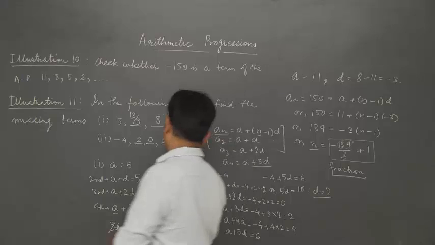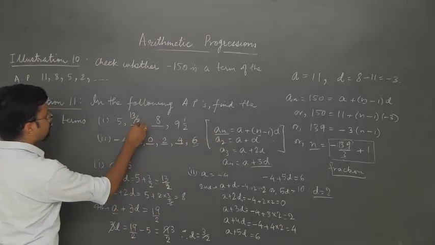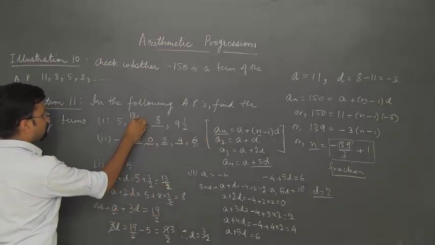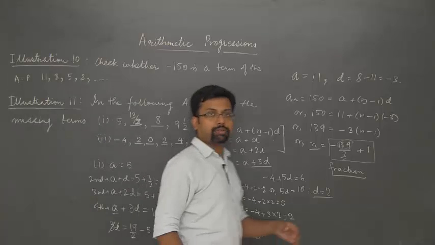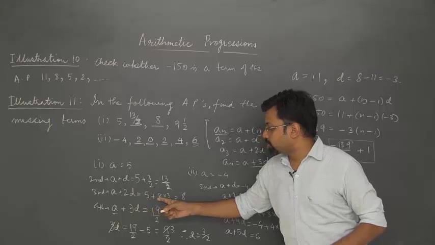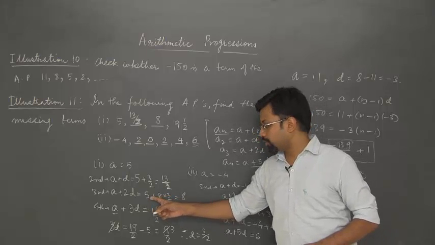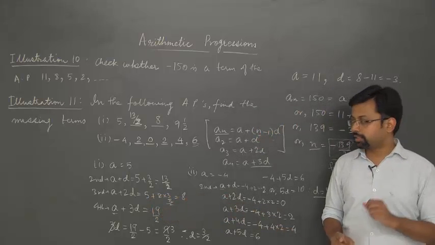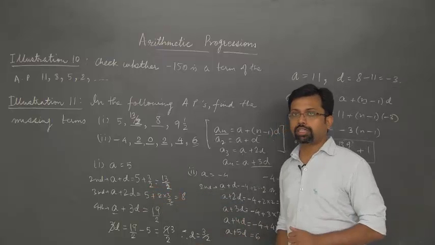I am really sorry, there was a calculation mistake. So it will be 13 by 2. A plus 2d will be 5 plus 2 into 3 by 2. 2 and 2 cancel out and it will be 5 plus 3, that's 8. And we have a plus 3d as 19 by 2.